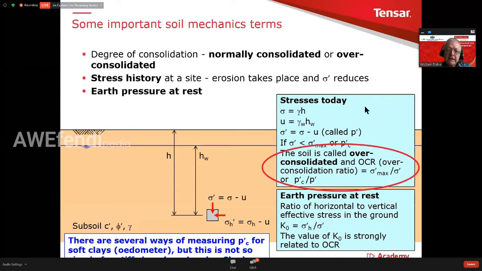And there are a number of ways you can measure sigma dash p for soft clays. We can use the odometer, which we'll see in a minute. But this is not so easy for stiff clays. And I'm going to use here an example of the London clay.